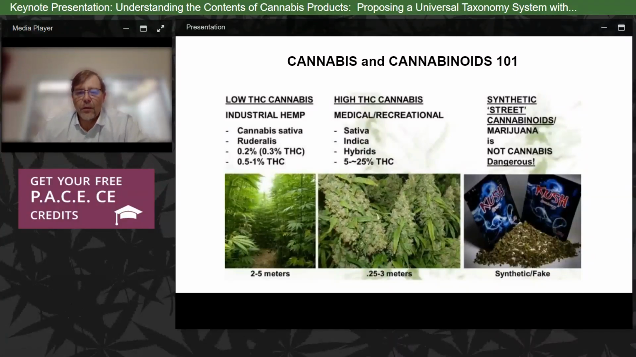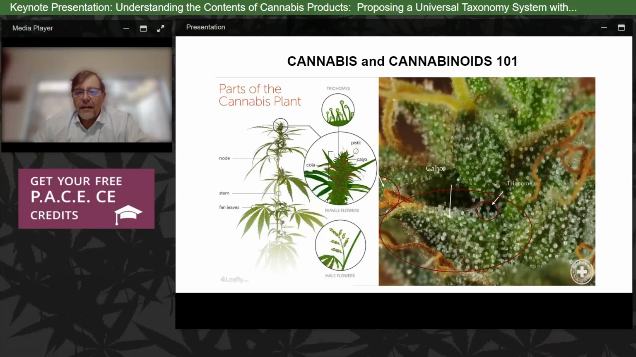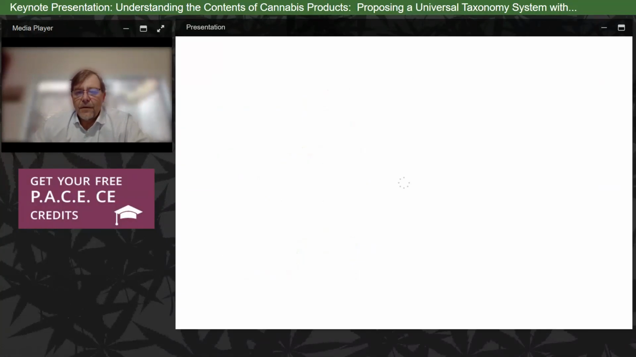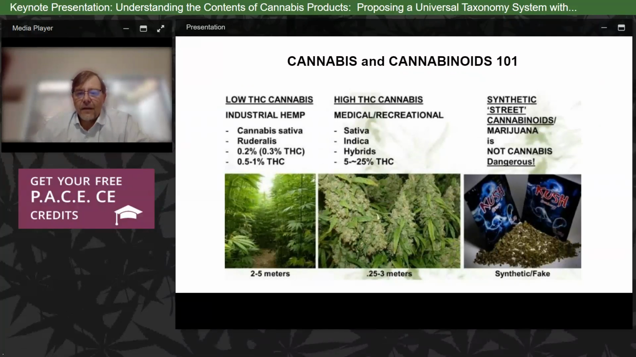But this is something that we will be discussing. In general, to understand this, if you see this slide, the low THC, this is the hemp, this is the marijuana plants or high THC cannabis, and this is what 10 years ago synthetic cannabinoids looked like.